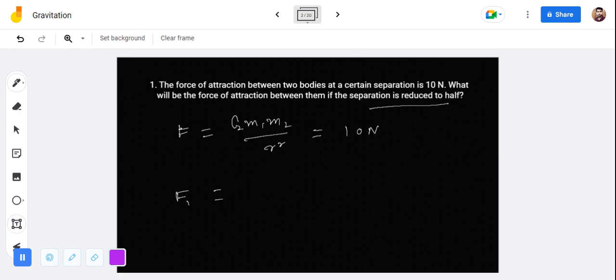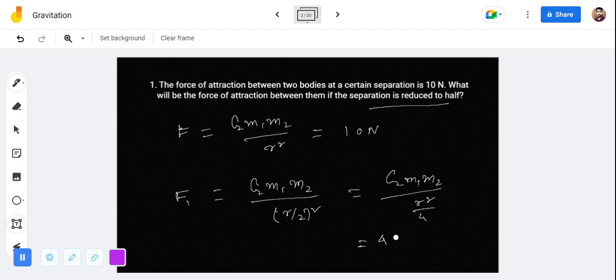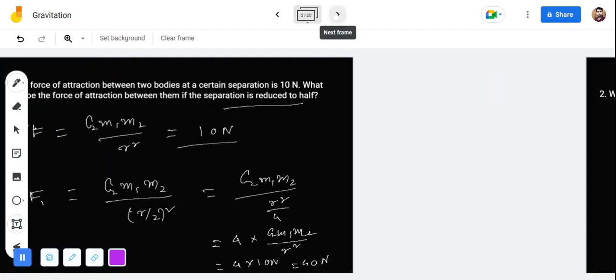Let the force due to gravitation in that case be F1. This is equal to G m1 m2 by (r by 2) square. Now it will be equal to G m1 m2 by r square, but in the denominator it is 2 squared, so it will be r square by 4. So we can write it as 4 into G m1 m2 by r square. This G m1 m2 by r square is basically our force, which is 10 Newton. So our answer will be 4 into 10 Newton, that is 40 Newton. Now do the next question.